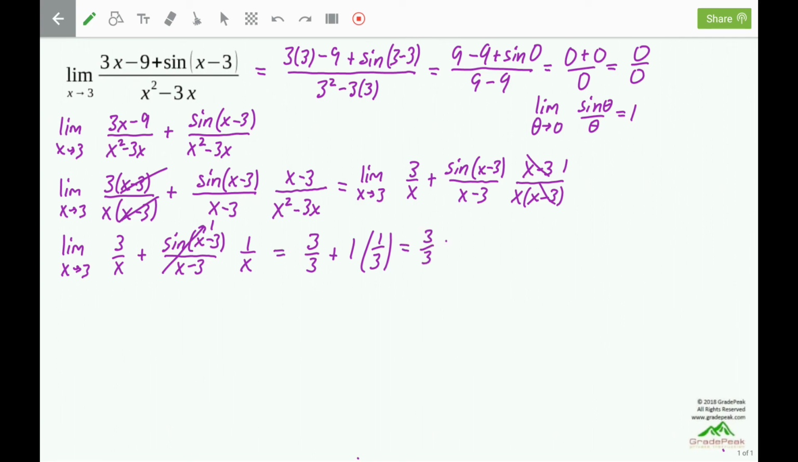So we have 3 over 3 plus 1 over 3. These already have a common denominator. We can combine them together, and it will equal 4 over 3.